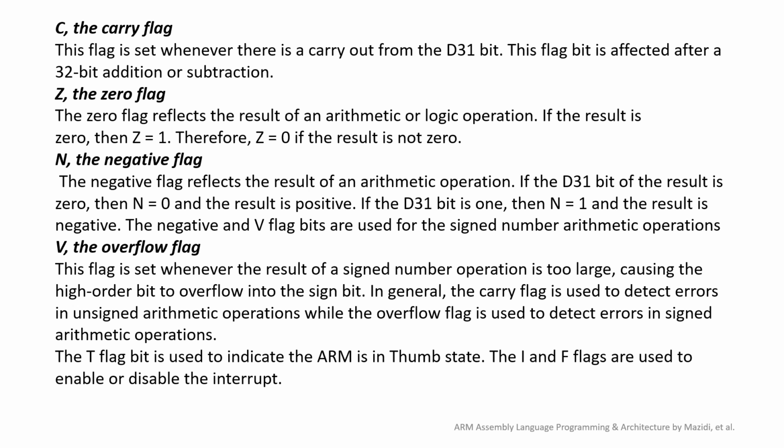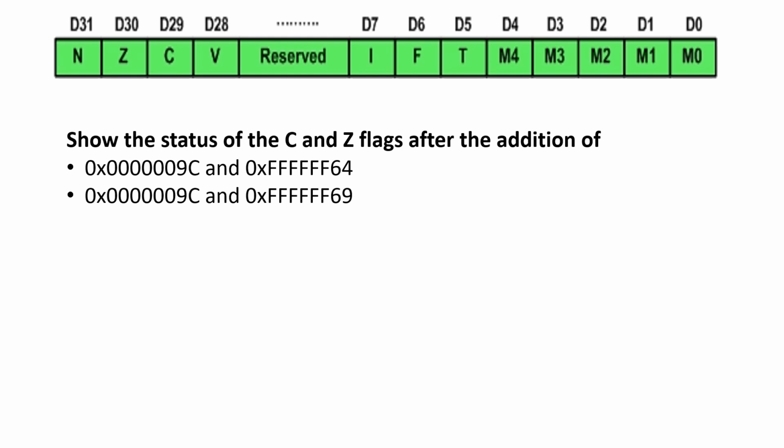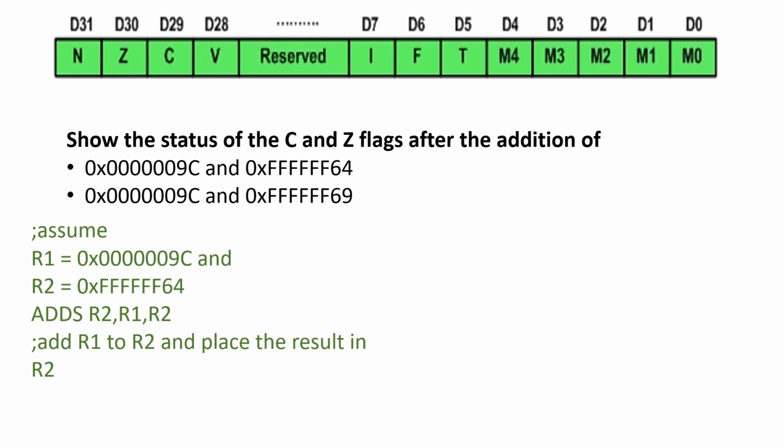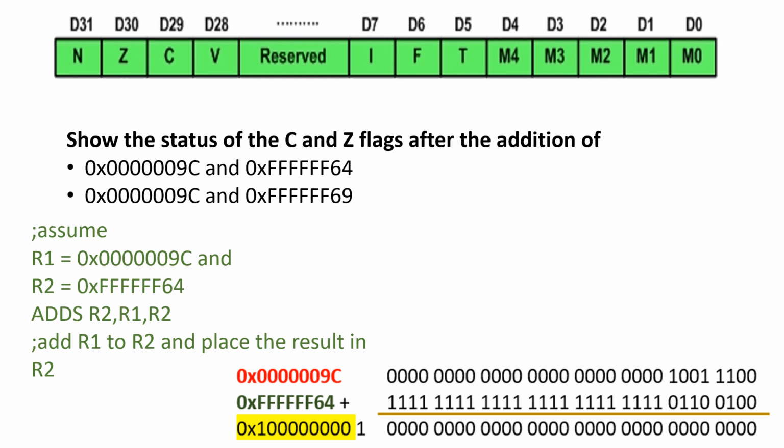All right, again, the same things are being given here in more detail. But I think it's better if we explain this through some examples, then it will be crystal clear to you. Now let's see: show the status of the C and Z flags after the addition of these two values. Assume R1 equals 0x0000009C and R2 is 0xFFFFFF64. ADDS R2, R1, R2. This is not the instruction set to be followed, it is just an example.